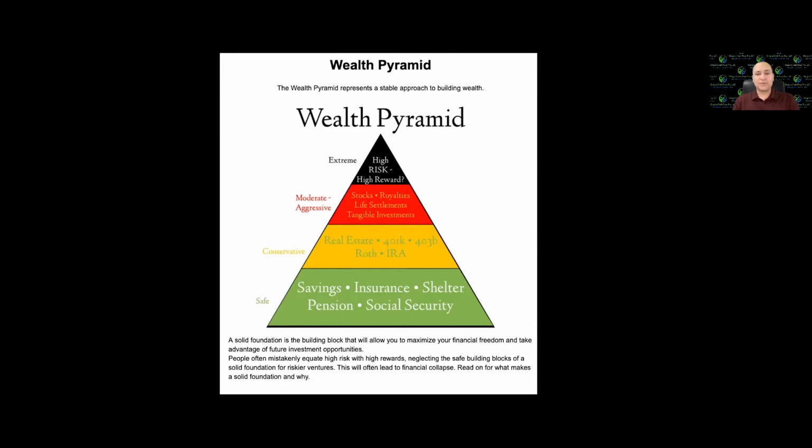Health insurance. Health issues can derail the best laid plans. Medical bills are a leading cause of bankruptcy. Be sure you're prepared for unexpected injury and illness.